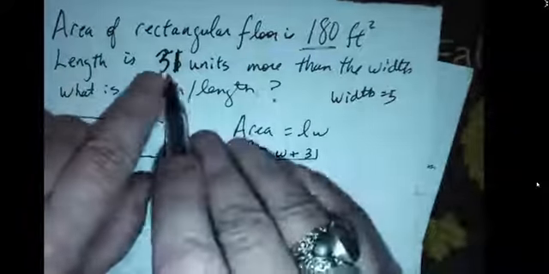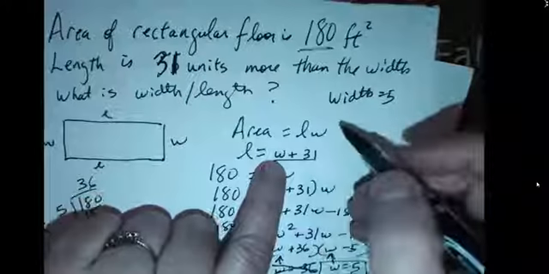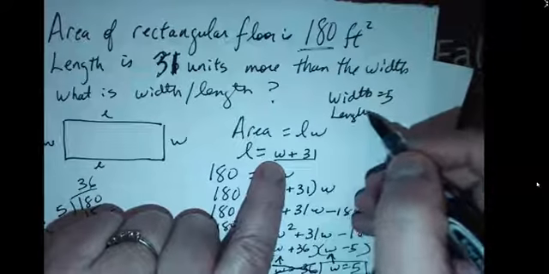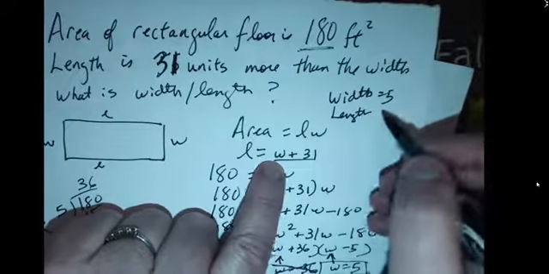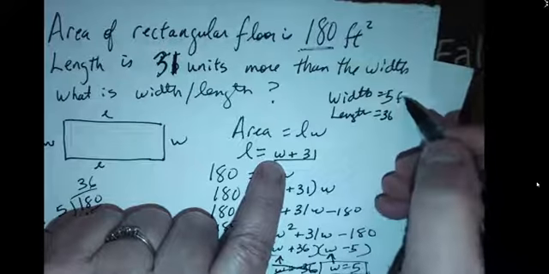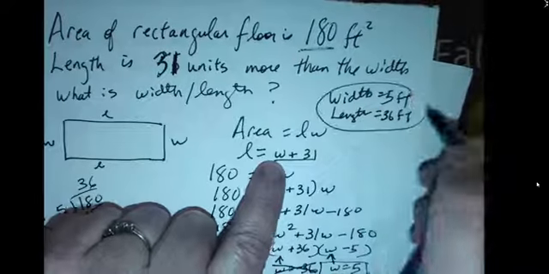And what is the length? Well, the length is 31 units more, so the length is going to be 5 plus 31, which is 36 feet. Okay.